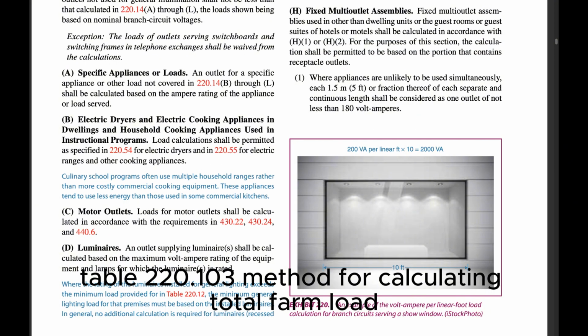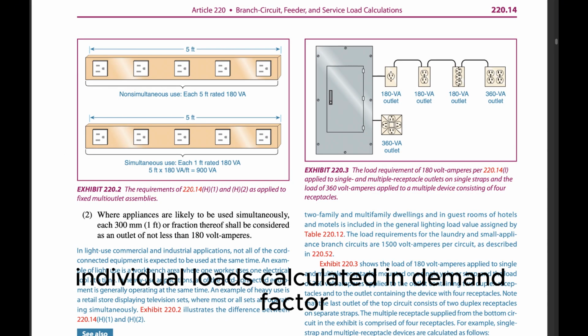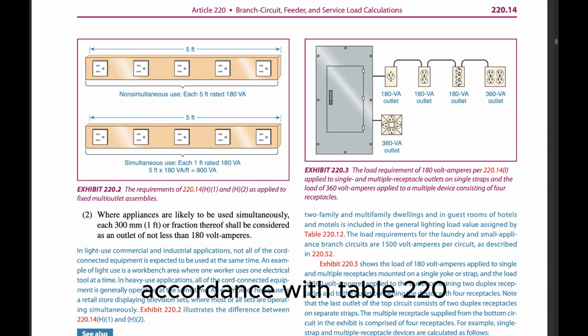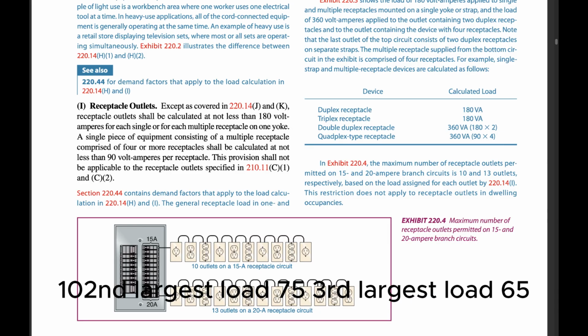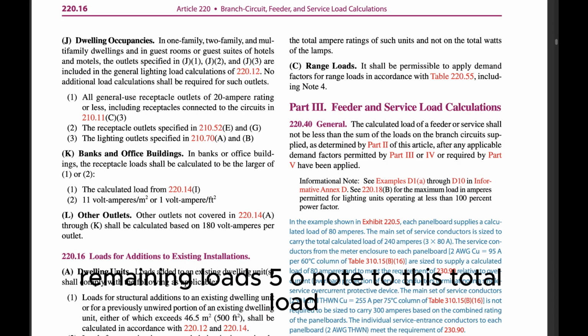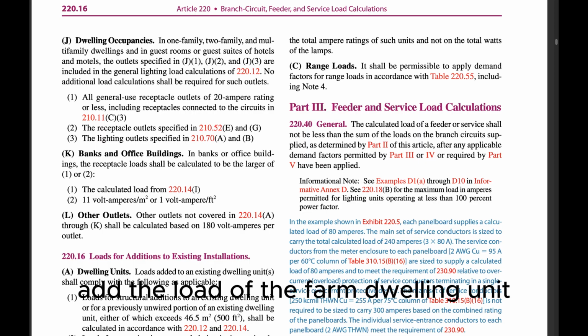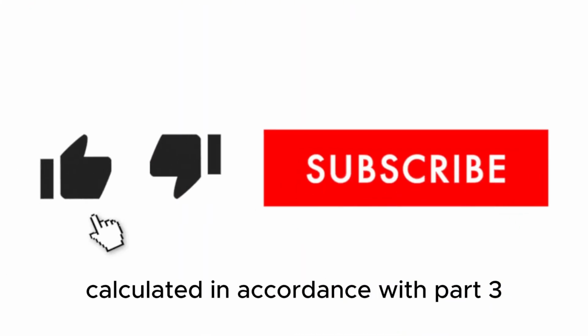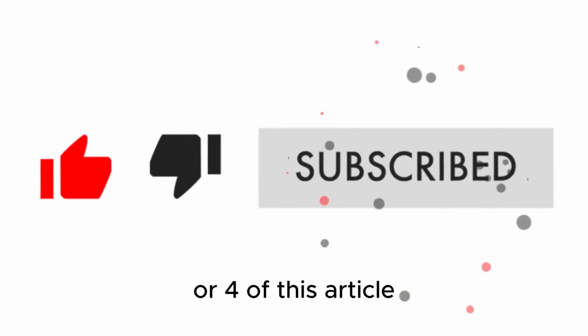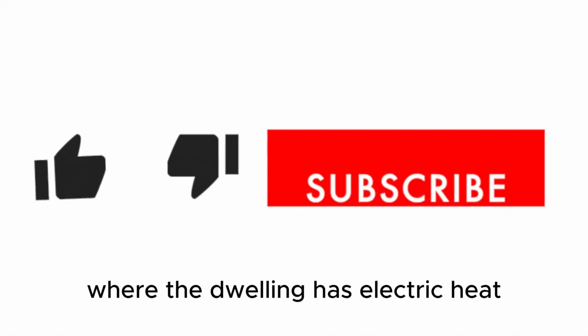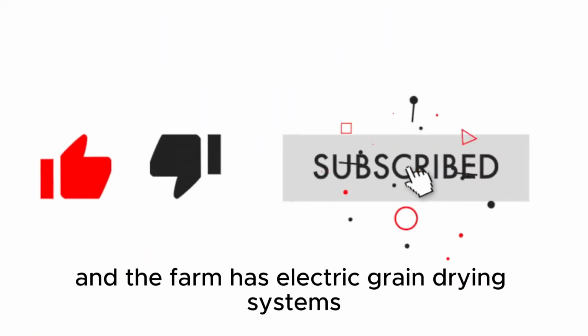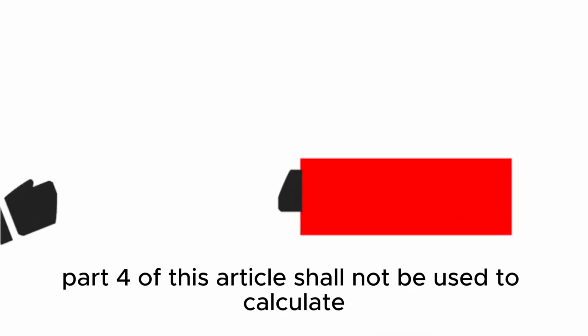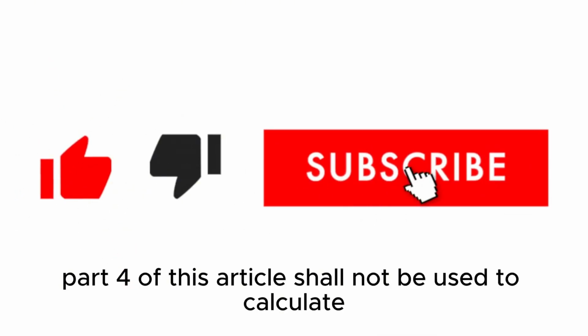Table 220.103 Method for calculating total farm load. Individual loads calculated in accordance with Table 220.102, demand factor percent: largest load 100, second largest load 75, third largest load 65, remaining loads 50. Note: to this total load, add the load of the farm dwelling unit calculated in accordance with Part 3 or 4 of this article. Where the dwelling has electric heat and the farm has electric grain drying systems, Part 4 of this article shall not be used to calculate the dwelling load.